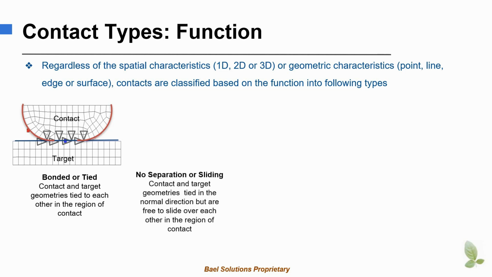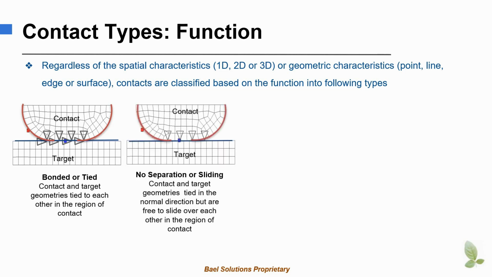Second type of contact is no separation or a sliding contact. In this type, the contact and the target geometries are constrained to each other in the normal direction, but are free to move in the tangential direction.